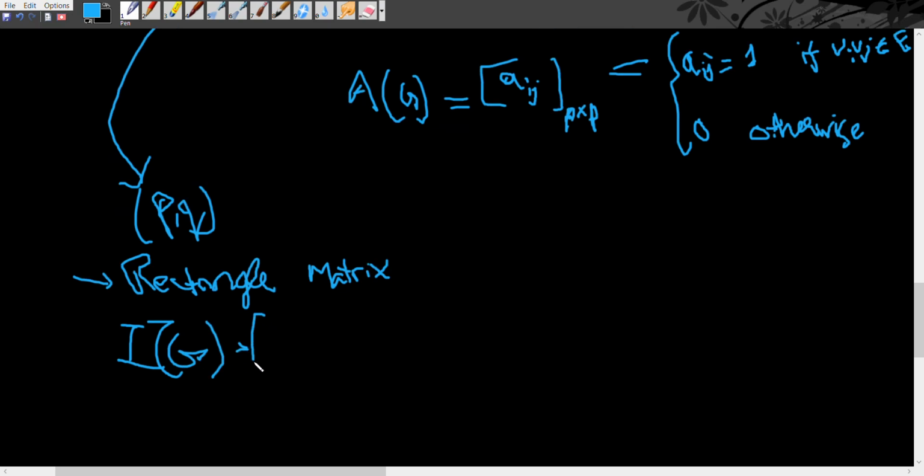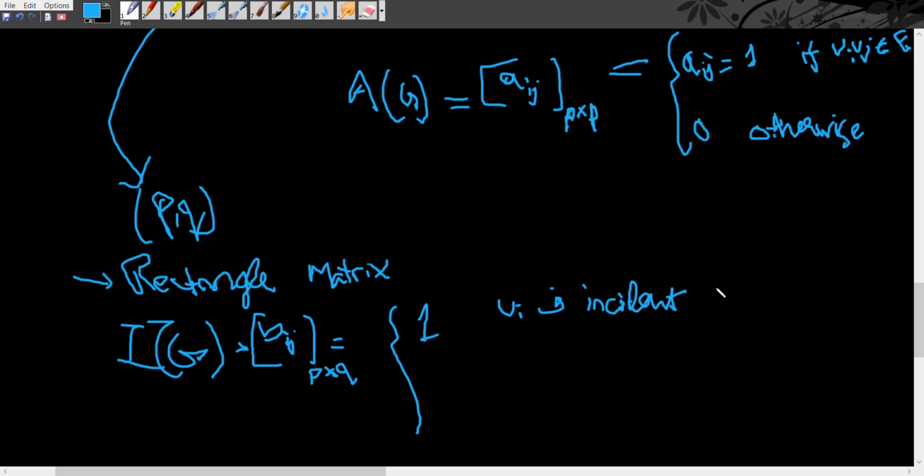So it's the matrix of all Bij, and its order is P cross Q. In general, Q can be equal to P, but that's a very special case, and it is defined as 1 if Ui is incident to an edge Ei, and 0 otherwise.